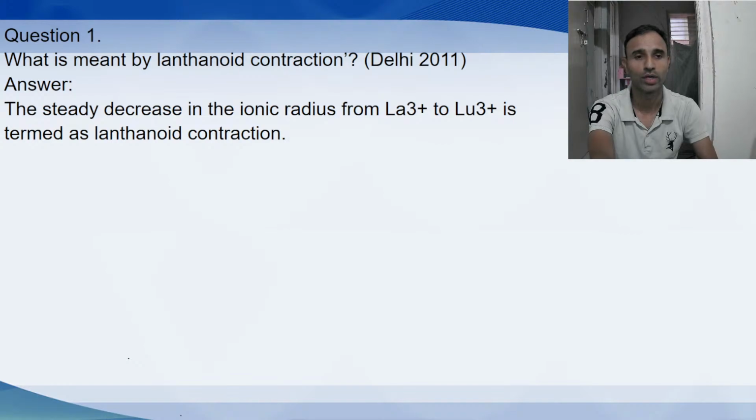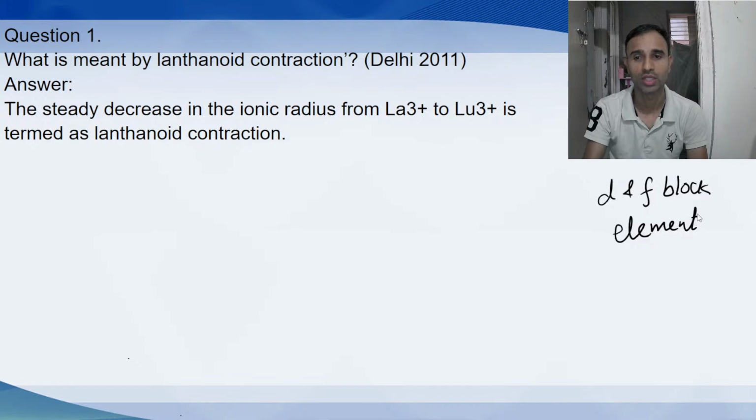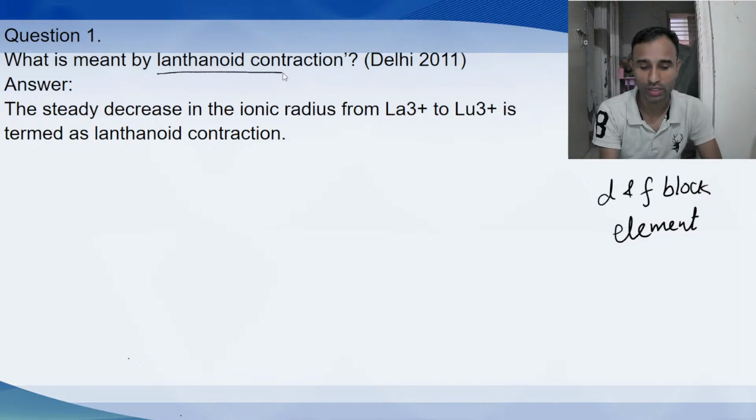Okay, so our today's topic is D and F block elements, and we will do this chapter by question and answer. First question is what is meant by lanthanoid contraction? Because it is D and F block elements, lanthanoids and actinoids belong to F block. Now, question is what is meant by lanthanoid contraction?